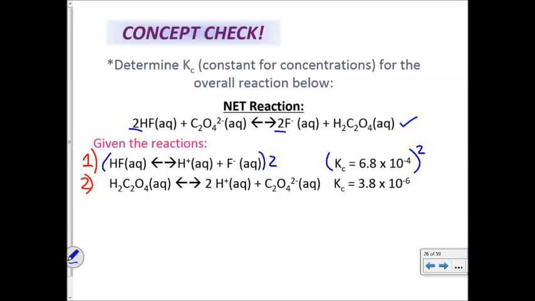We need to raise it to the second power, right? Raise it to the second power. So we can rewrite that down here and have 2H plus, 2F minus, and then our new K. And Kc, if you're wondering what that C means, it just means concentration, because you can also use Ks with pressures, and we'll talk about that in a minute too. So 6.8 to the negative 4, 10 to the negative 4, let's square that.